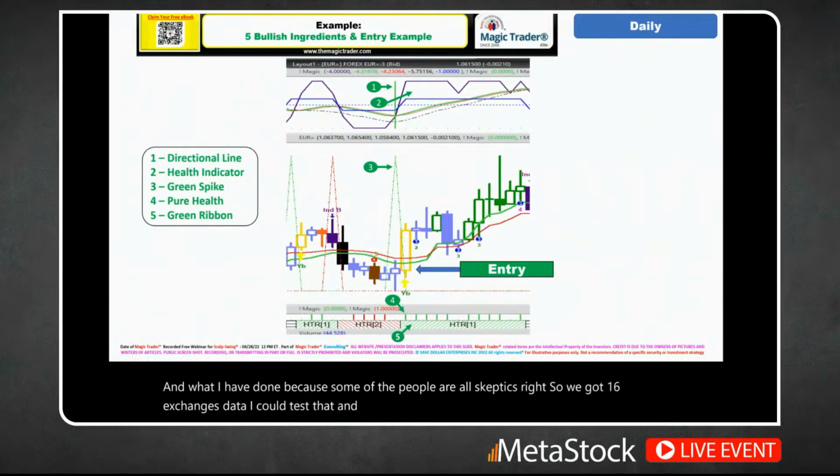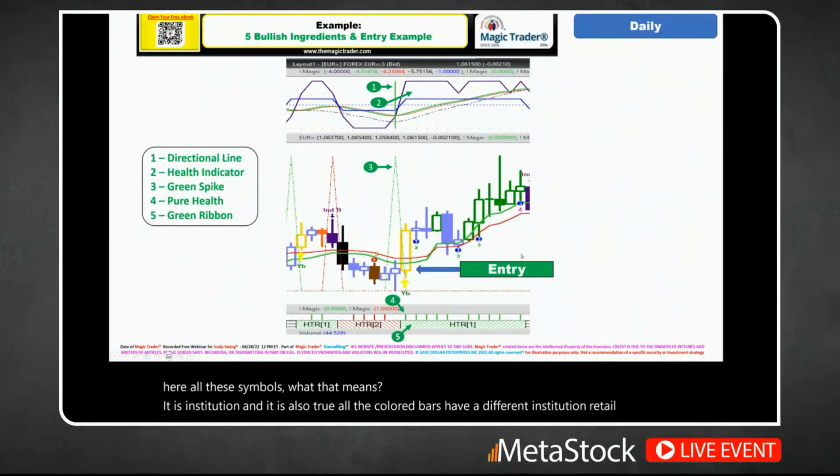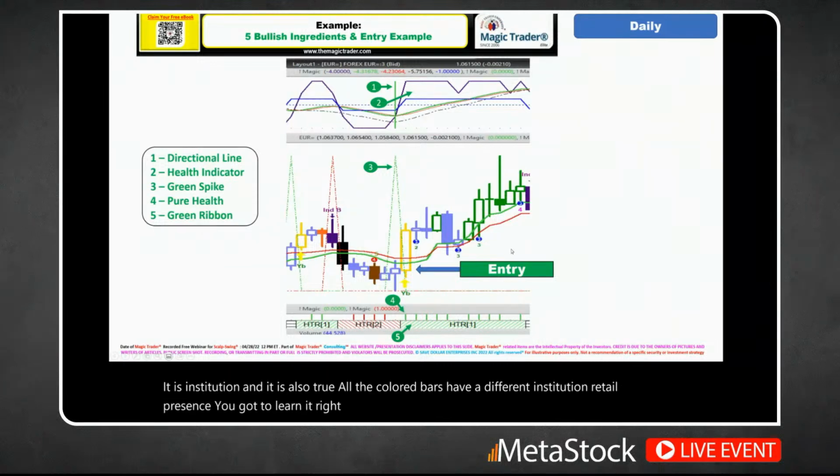Whenever they're buying, we show up here all these symbols. What that means? It is institution, and it is also true. All the color bars have a different institution, retail presence. You got to learn it, right? So basically, they talk to you. They tell you what is going to happen.